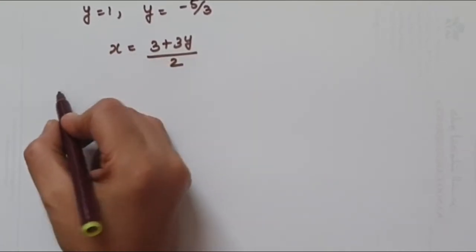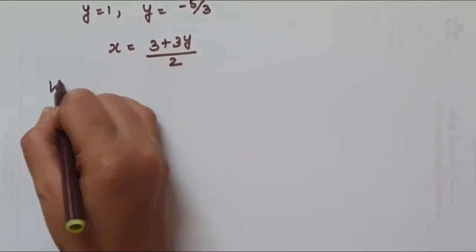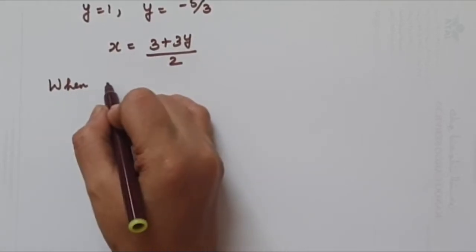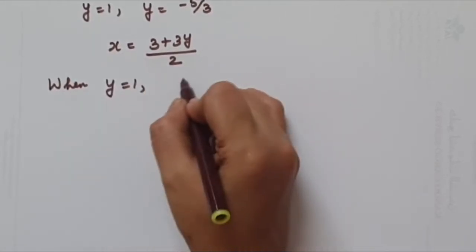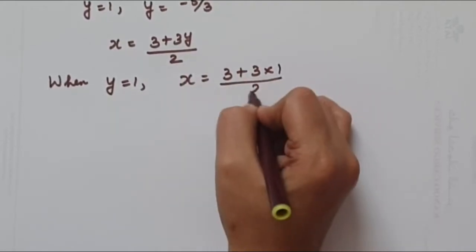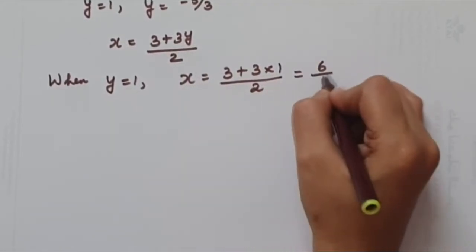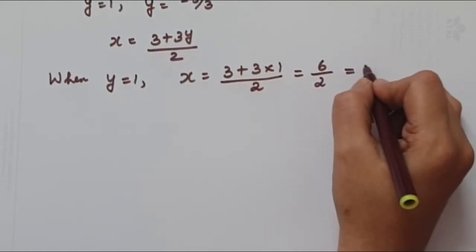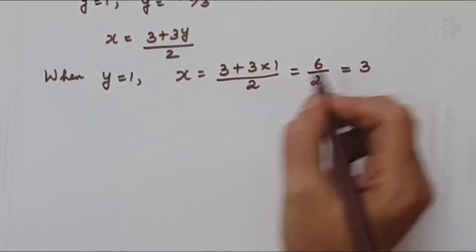Now we'll just replace the values for y in x. So when y equal to 1, x will be equal to 3 plus 3 multiplied by 1 over 2. So it will be 6 over 2. So it will give us the value as 3.